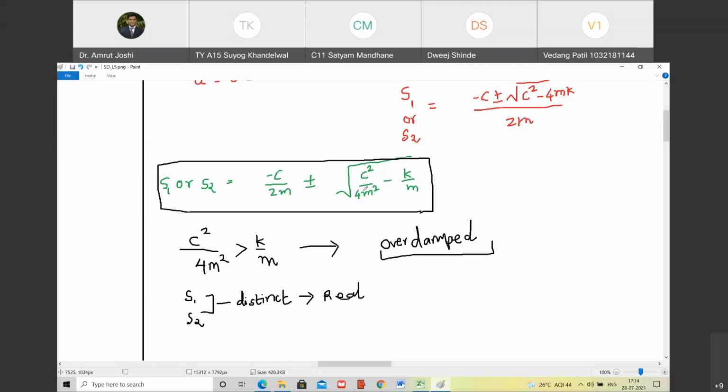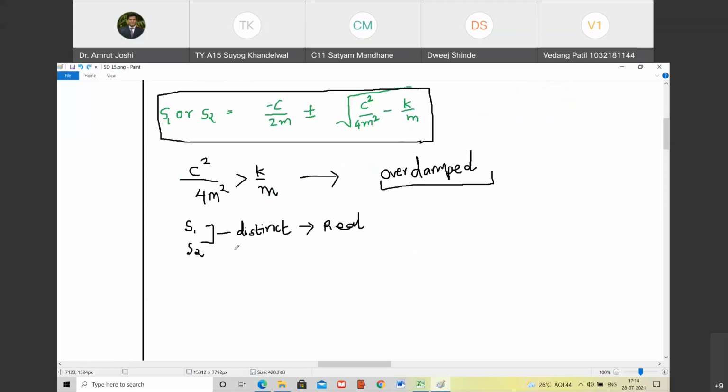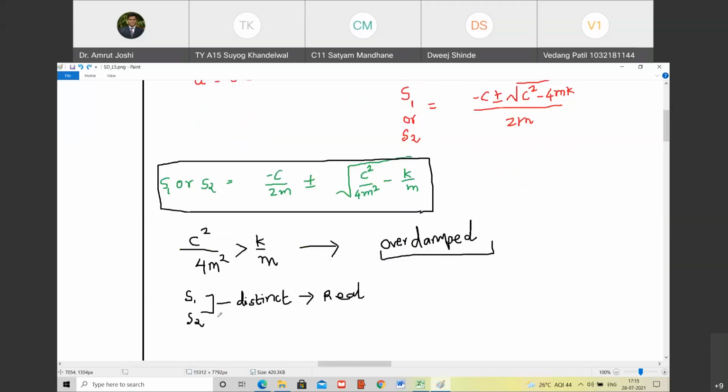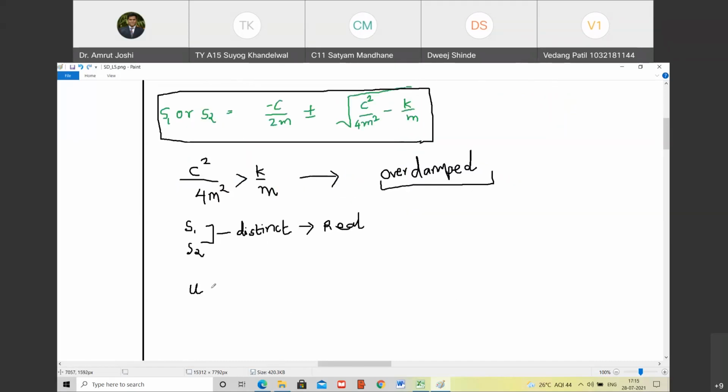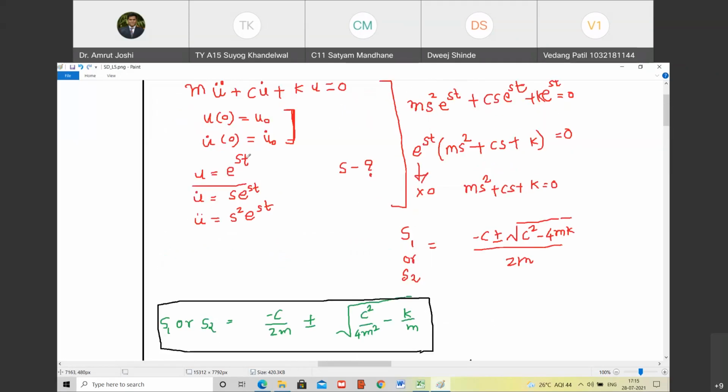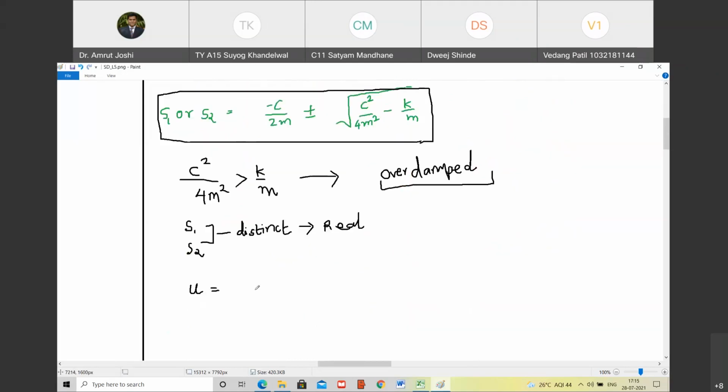Now, first of all let us write down the solution. So what is the solution now? I can now write down the solution as either e raised to s1t or e raised to s2t. Do you agree with me? Yes. But we have to use two boundary conditions. So I can take the linear combination of these two solutions as a general solution. So I can write down u of t as c1 e raised to s1t, happy, plus c2 e raised to s2t.